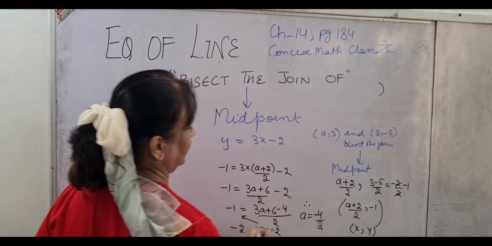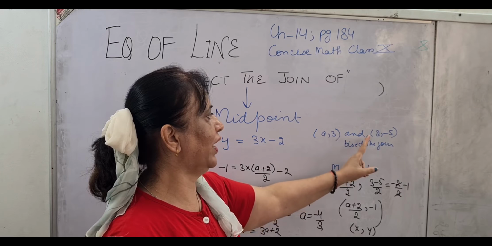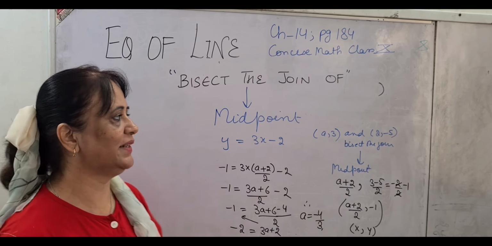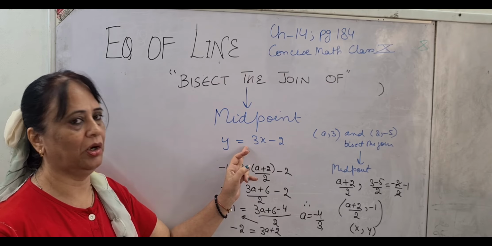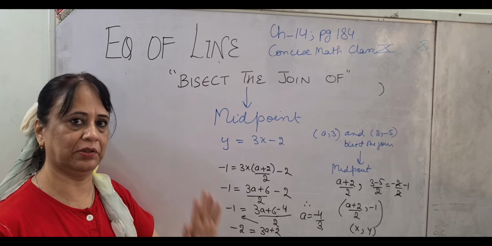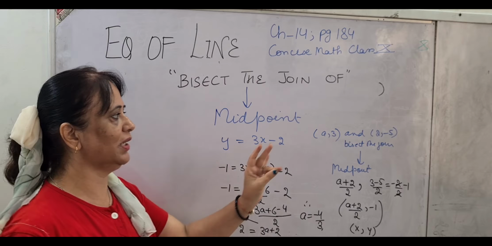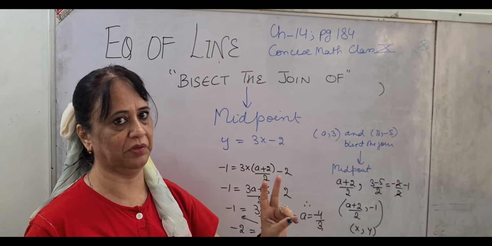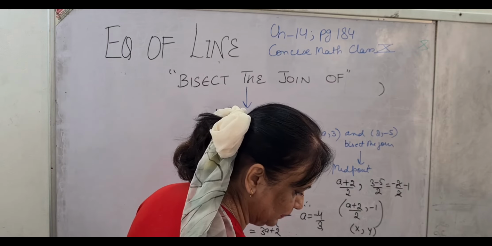So bisect the join means you have to find the midpoint of 2 points, and then again it lies on the line, or it passes through the line, or it is contained by the line. Basic concept same: lie, pass, contain. But this time you were not given the direct point, you had to find the midpoint of the 2 given points. Similarly, moving to the next question.